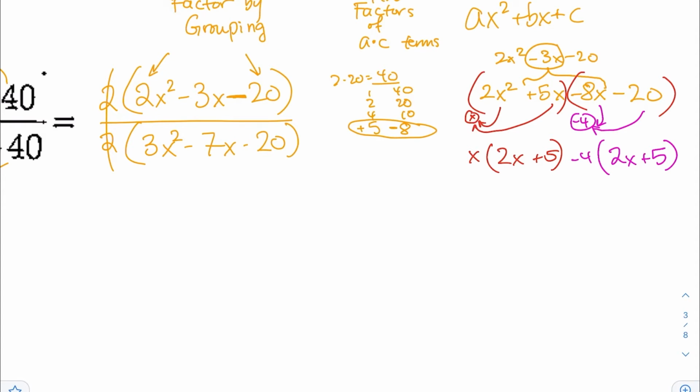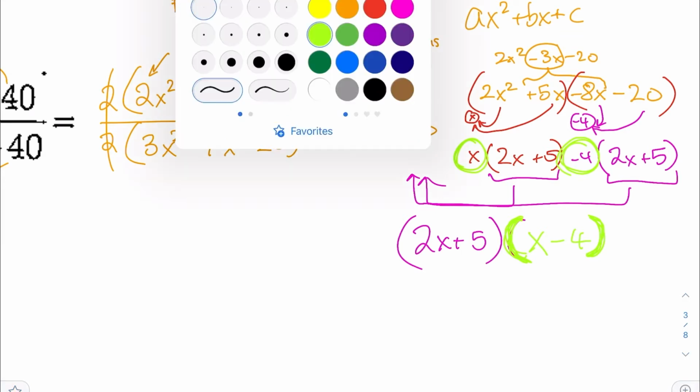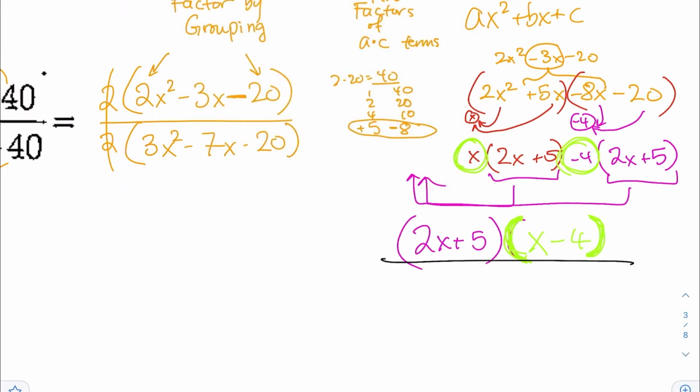So that means that one of the factors will be 2x plus 5, because now you can take this out, which will give you 2x plus 5 as one of the factors. And the other factor is actually x minus 4, when you factor out the 2x plus 5. So that's how you would do factor by grouping. The numerator is now 2x plus 5 times x minus 4.